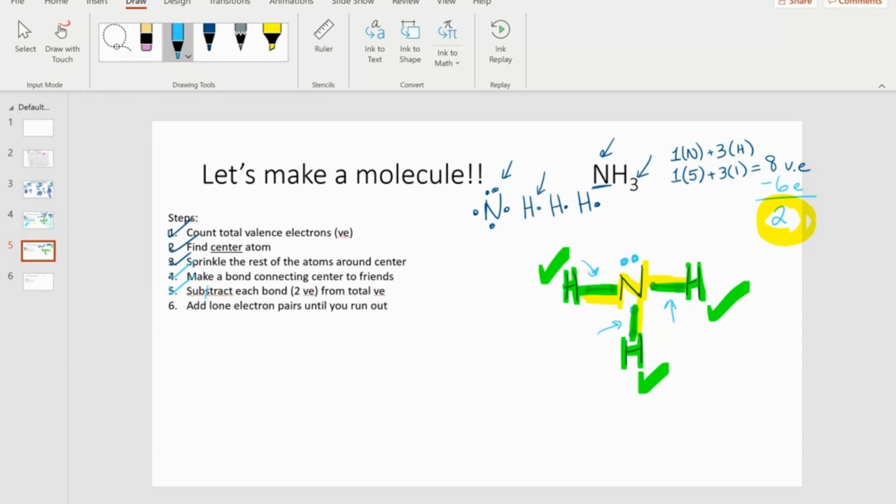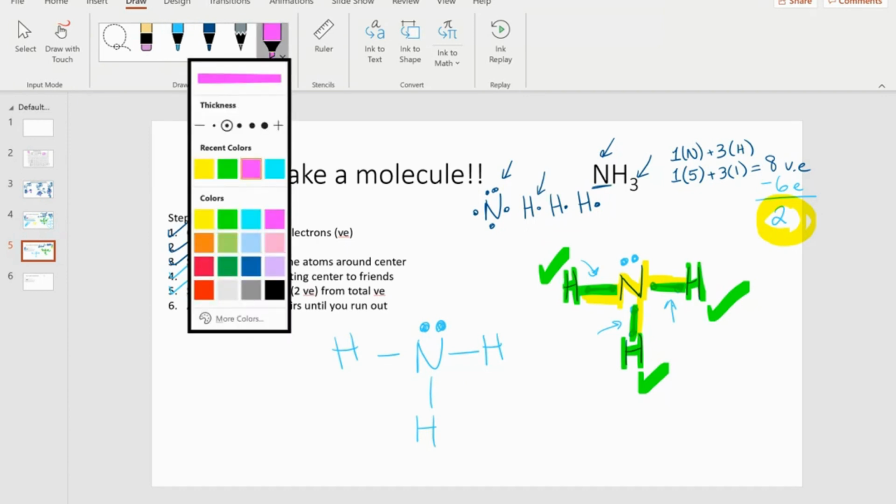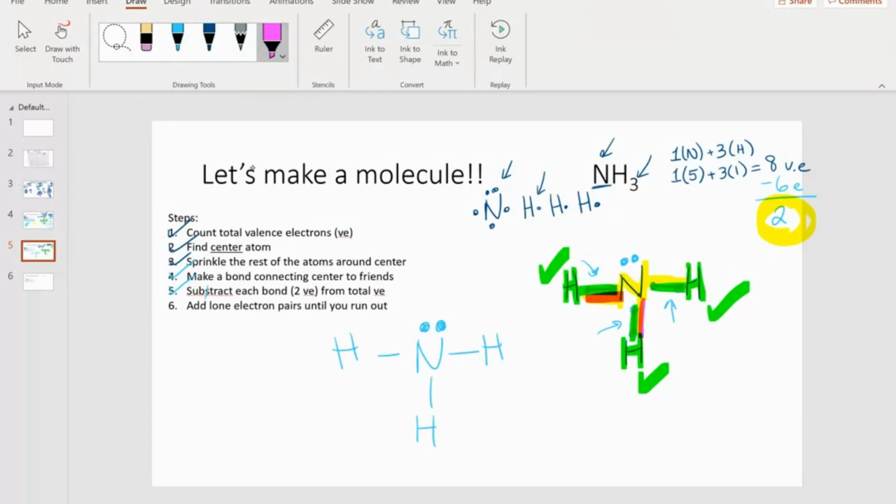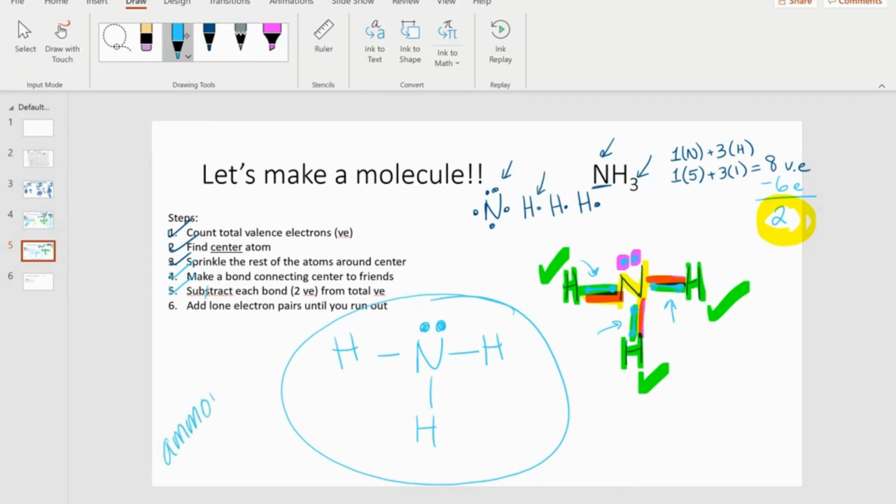And so what this looks like, if we clean this up, is we end up with this structure like this. Okay, so that's what you are looking at. And then if you relook at your nitrogen, it now has 2, 4, 6, 8 electrons. So it is good to go. And so we know our structure is correct. So this guy right here is going to be our final structure. And this guy is actually called ammonia, like the bathroom cleaner.